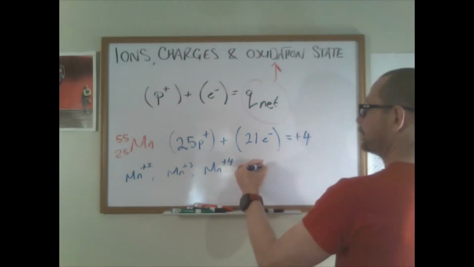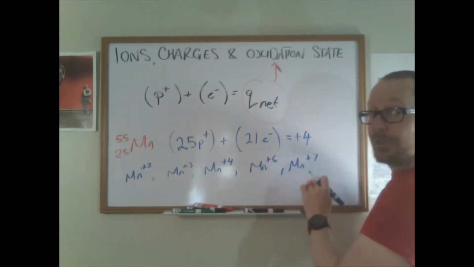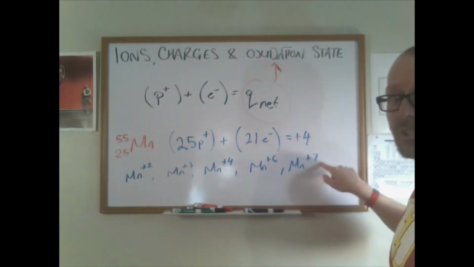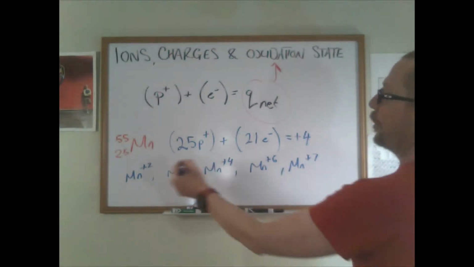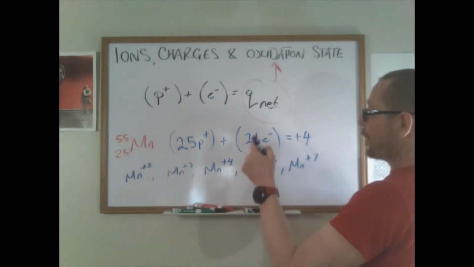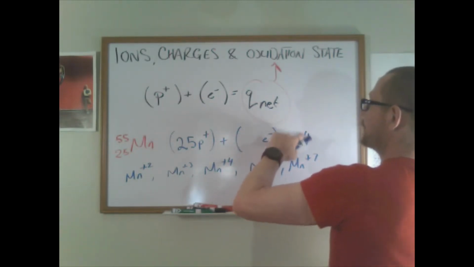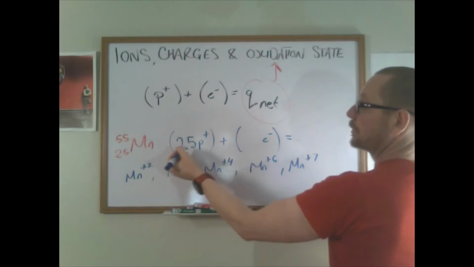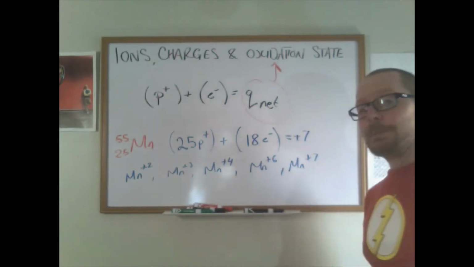6 and 7. Mn plus 6 and Mn plus 7, right? And this one is a really high oxidation state, very, very high oxidation state, which represents the least number of electrons. So in order to get to a plus 7, I'm going to have 18 electrons, plus 7.